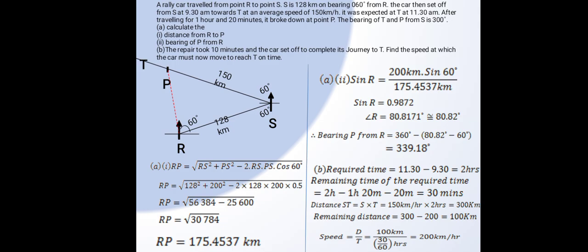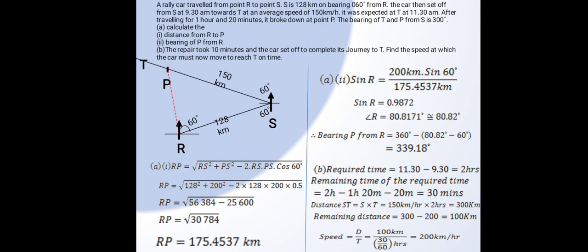Now part B, how fast must the car travel if it broke down and it was supposed to reach the destination T at 11:30 a.m.? Now look, it started its journey at S at 9:30. To reach T at 11:30, it had to take 2 hours.